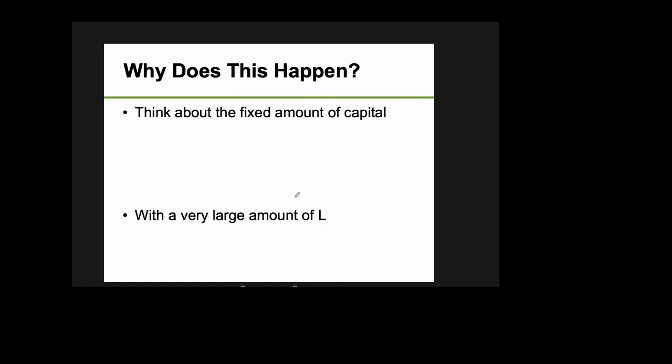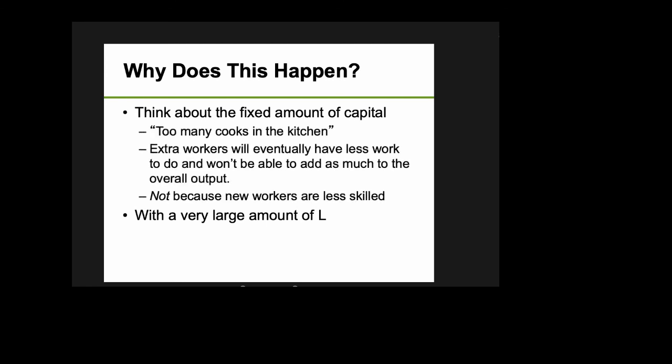Now, why does that happen? Well, think about what happens when you have a fixed amount of capital. You can hire more workers, and that's fine, but there's just not enough tools for them to utilize. There's just not enough for them to do. Because the added employee has less capital to work with, they're not going to be as productive as the earlier workers. Sort of the old phrase, there's too many cooks in the kitchen, that applies here. There are extra workers, and they're eventually going to have less work to do, and they're not going to be able to add as much to the overall output.